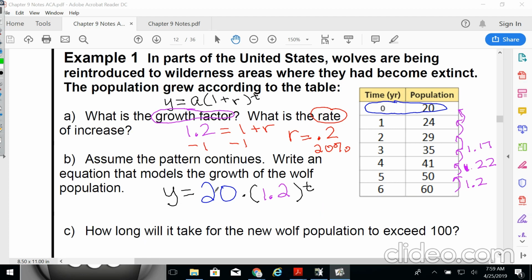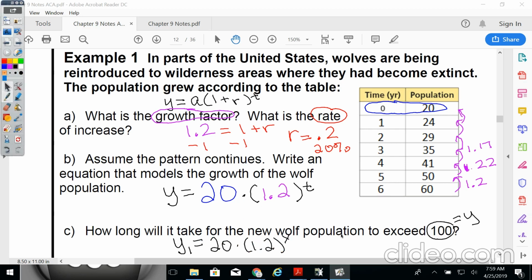So to answer part C, we're going to use our equation. How long will it take for the wolf population to exceed 100? So this is talking about the population, so this is y. So we want to see what x value gives us the first number over 100. So we're going to take our calculator and put this into y1. 20 times 1.2 to the x. And we're going to look at the table to see when is the first time it reaches 100.